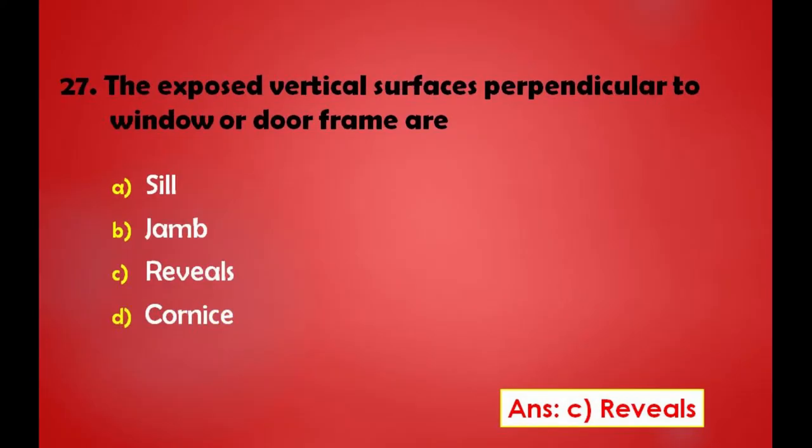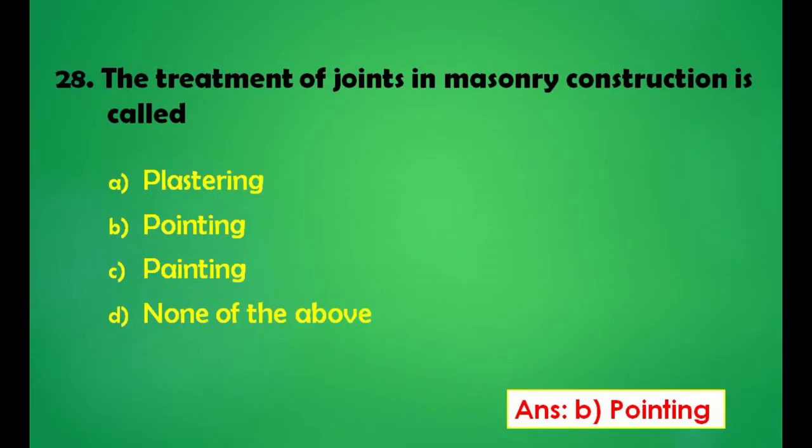The exposed vertical surfaces perpendicular to window or door frame are called as A. Sill, B. Jamb, C. Reveals, D. Cornice. The answer is, the exposed vertical surfaces perpendicular to window or door frame are called as reveals. The treatment of joints in masonry construction is called A. Plastering, B. Pointing, C. Painting, D. None of the above. The answer is the treatment of joints in masonry construction is called as pointing.